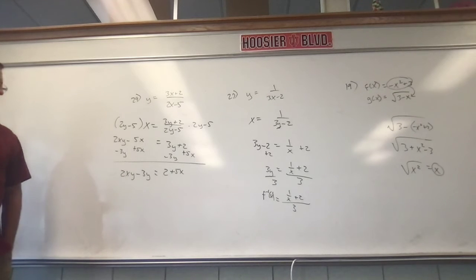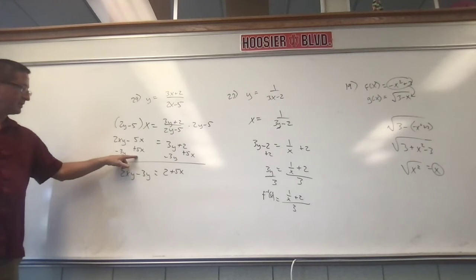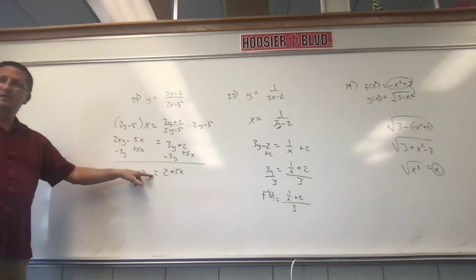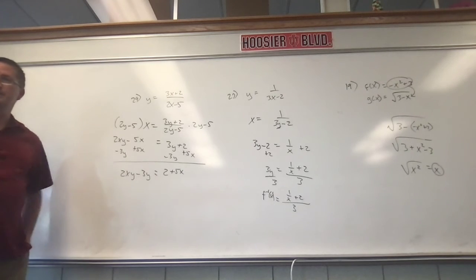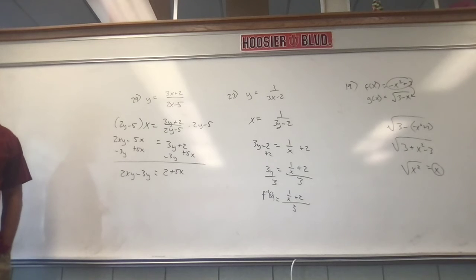Well, why didn't I keep this over here? Why did I add 5x? Why didn't I get rid of it on the left side? Why did I want to get rid of it? You're trying to get x by itself. Not x by itself, trying to get y by itself. Oh, yeah. Okay? So you guys are close.